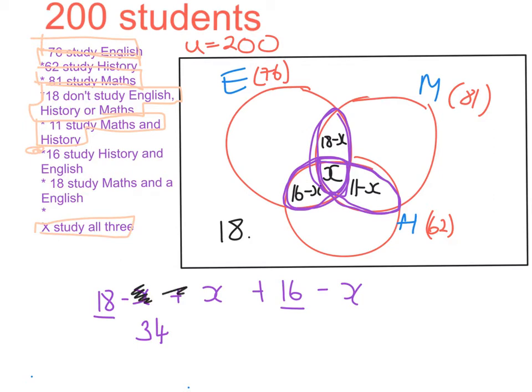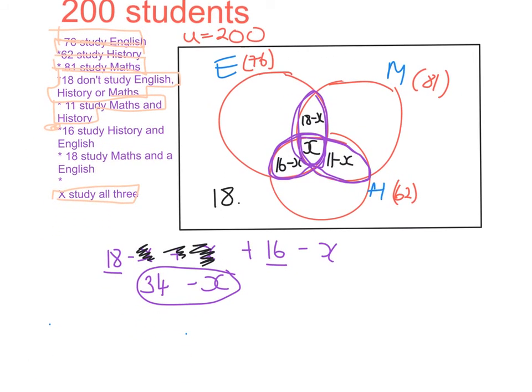So I'm just left with this minus x here. So remember, all of this really means all of this now. So instead of writing 16 minus x plus x plus 18 minus x, I can now write 34 minus x. So I know that there's 76 people who study English. So if I was to subtract this from that, I'd get my answer in here. And remember, all of this is now 34 minus x.